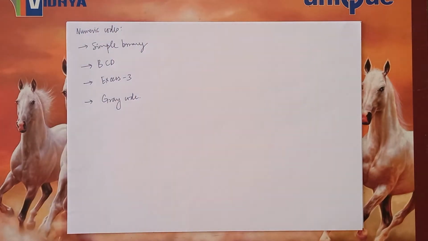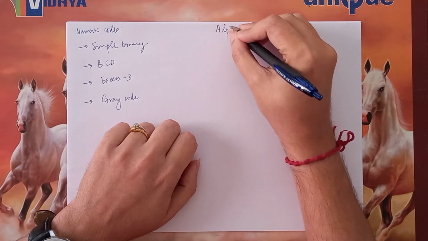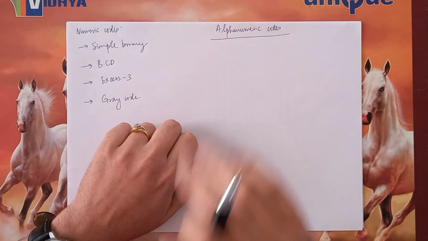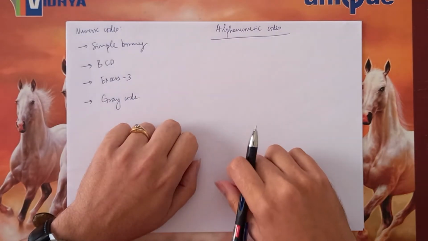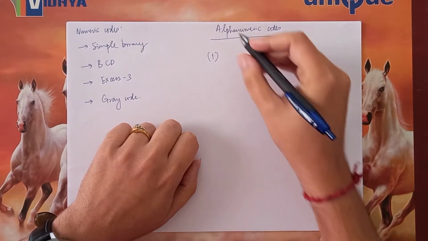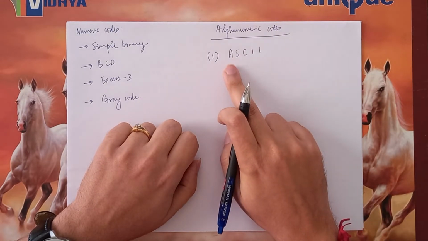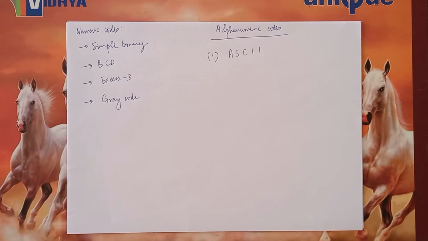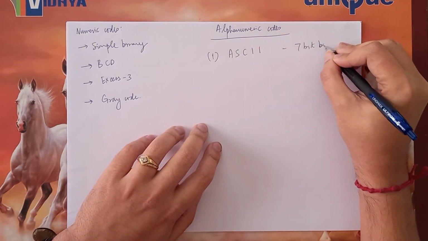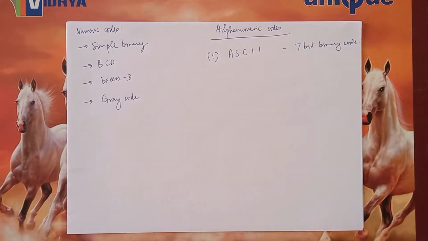So above and beyond numeric codes, we also deal with something called alphanumeric codes, which can encode both alphabetical characters as well as numerals like the numeric codes. One of the first and most popular forms of alphanumeric codes is something called the ASCII code. This stands for American Standard Code for Information Interchange. So essentially, this is a 7-bit binary code, where whatever is the numeral, the number or the alphabetical character, they are encoded as a 7-bit binary code.